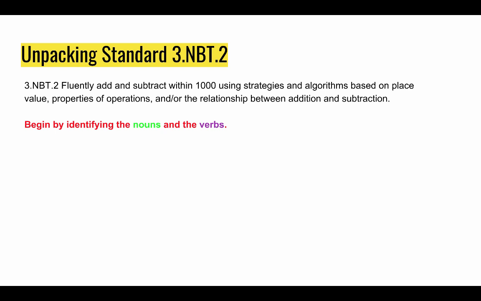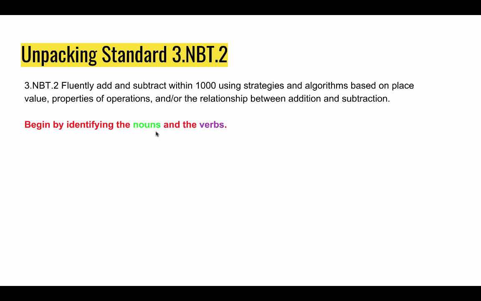This is Numbers and Operations in Base 10 for third grade, number 2: fluently add and subtract within 1,000 using strategies and algorithms based on place value, properties of operations, and/or the relationship between addition and subtraction. So you could begin by identifying the nouns and then the verbs. You can do this by assigning them colors, or you can do it with paper and pencil and just circle and underline, and that can be helpful as well. But again, we're paying attention to these nouns and verbs to pull apart or unpack the standard to understand what exactly students need to do and what they need to learn.